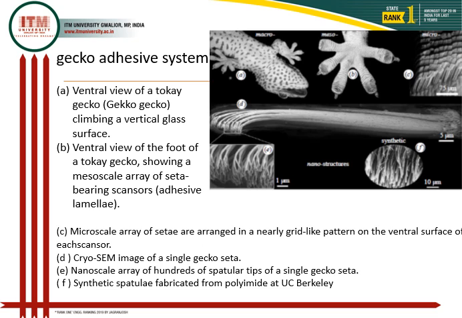The microscale array of setae are arranged in a nearly grid-like pattern. This is shown here. You can see many grids are observed like here. Actually, the first figure is about gecko. Then we have moved to this structure. Then in the C figure, we are discussing very small structures.